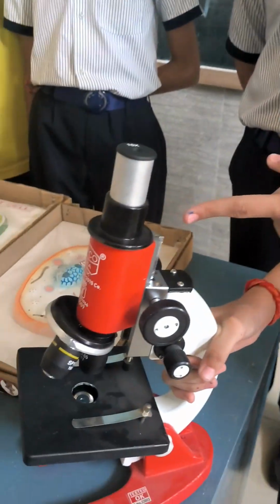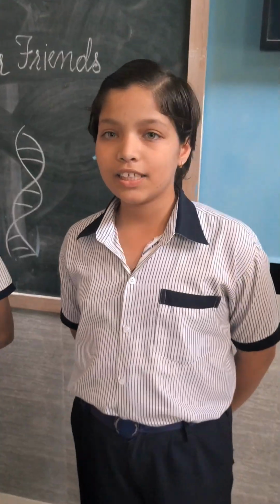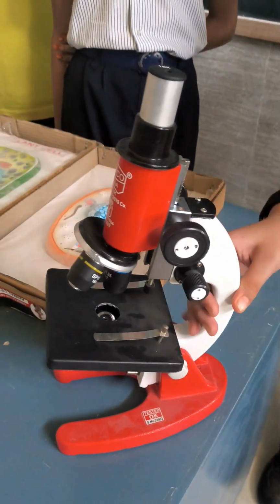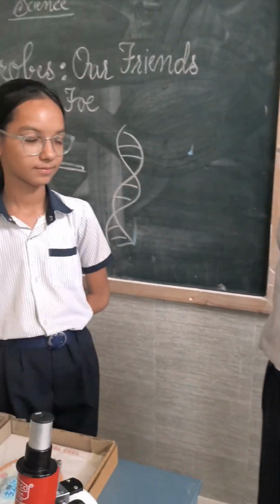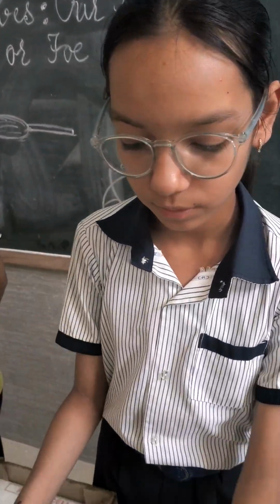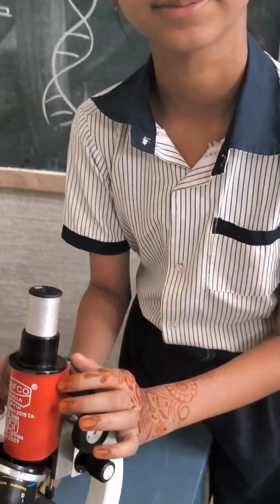This is the eyepiece. This is the arm. This is the base. Yes, friends, do you know this microscope is used to see microorganisms in bigger size? Yes, Aisha, do you know how to see? First of all we will put the specimen under the light, then we have to look from the eyepiece.